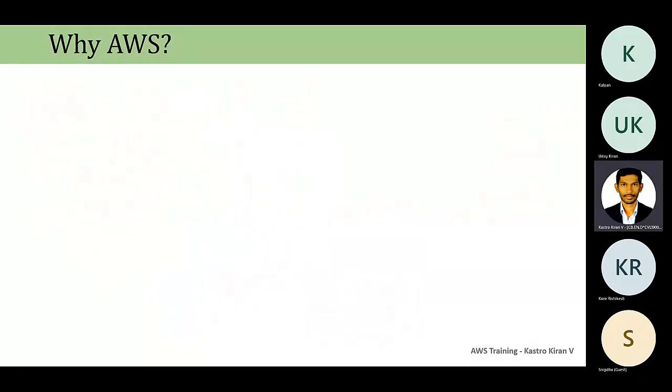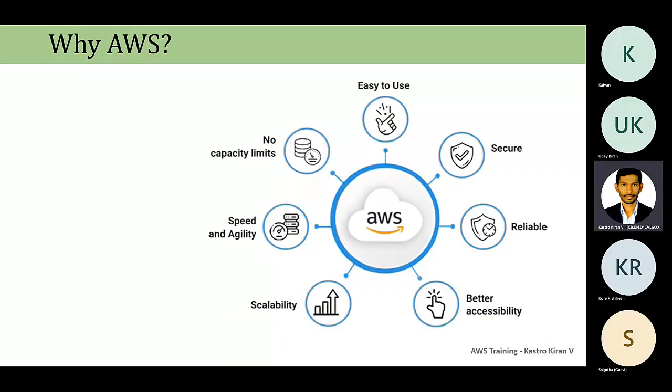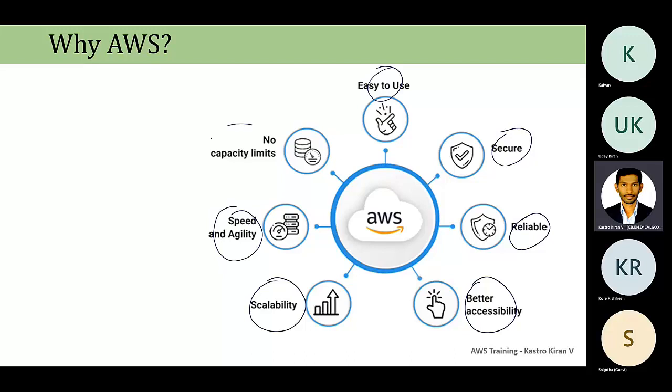Now the question is, why Amazon Web Services? What is the reason why people are using Amazon Web Services? The reason is very simple. It has the most flexible properties, that is, it is very easy to use. It is a secured platform, and it is reliable. It has better accessibility, and you can also scale it at a greater rate. The speed, that is, the functioning capacity, is also very good, and it has no capacity limits.